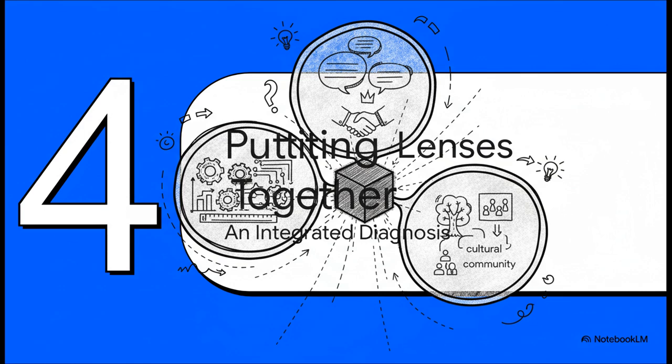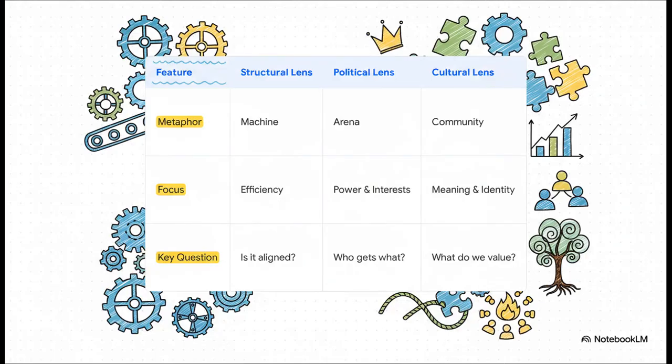Okay, so we have three really different ways of seeing an organization, right? A rational machine, a political arena, and a cultural community. The real power, the true insight, doesn't come from picking your favorite one. It comes from learning how to overlay them to create a single, three-dimensional diagnosis of what's going on. And this table just sums it up perfectly. The structural lens sees a machine, and it's always asking about efficiency and alignment. The political lens sees an arena, and it asks who gets what. The cultural lens sees a tribe, and asks, what do we truly believe here? Each one reveals a totally different but absolutely vital layer of reality.